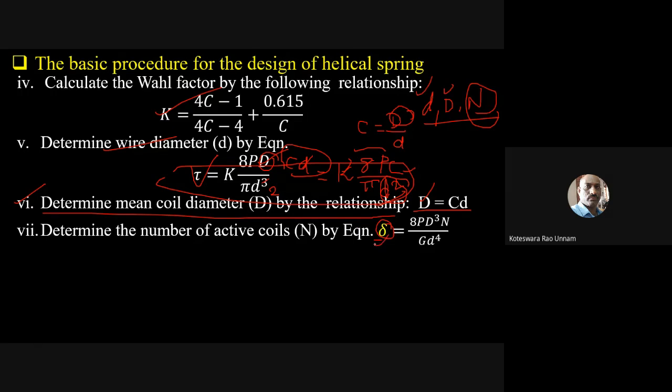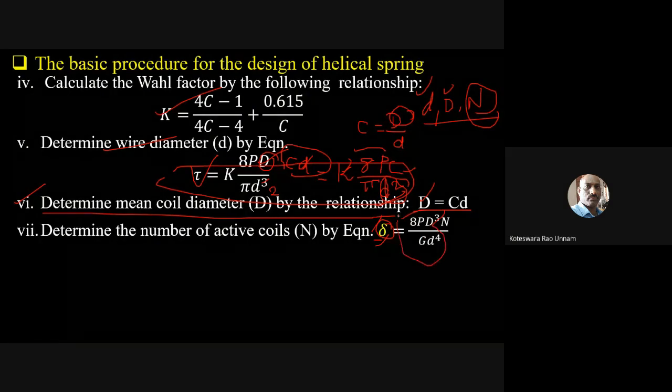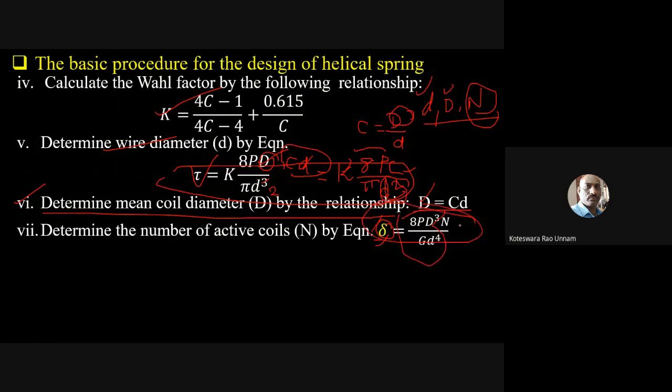Like I already told, your requirements are the maximum P and delta, which are specified in the first stage itself. So in this entire expression, except N, everything is known. By solving this equation, I can find the number of active coils. N is determined here, where N is nothing but the number of active coils.